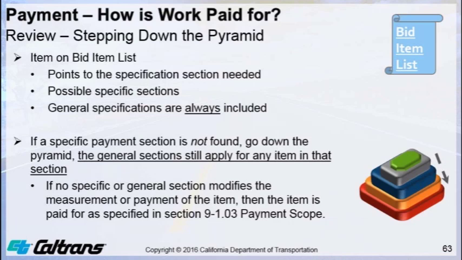If no specific or general specification modifies the measurement or payment of the item along the way, then when you reach the pyramid foundation at the bottom, the only specification for how work is paid for is Section 9-1.03, Payment Scope.